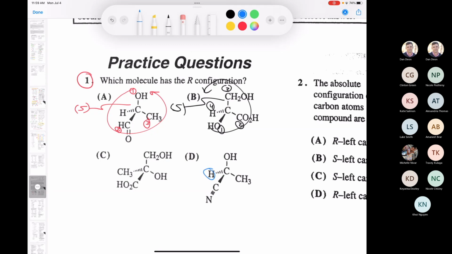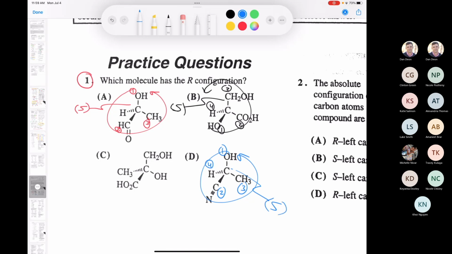If we go to D, we look at D. So we have the hydrogen in the back. It's lowest priority. We have the oxygen as 1. We have this nitrile, which is 2. And then we have the methyl as 3. It's going counterclockwise. So it is also S. You can see where I'm going with this.